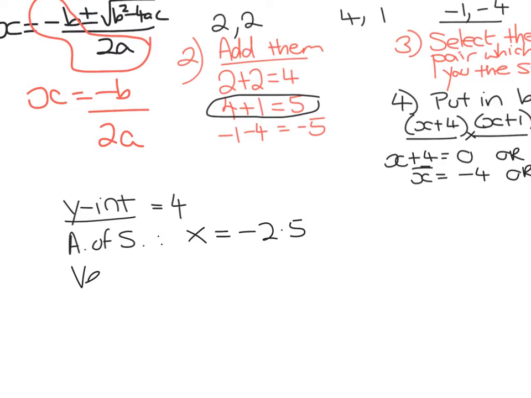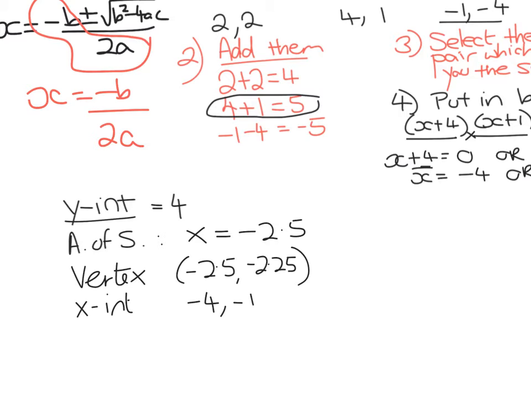Your vertex is a point, negative 2.5 and negative 2.25. And your x-intercepts, which we just calculated, are negative 4 and negative 1. So let's plot it all. And this is where it's really important that if you've only found some of this, that you still plot it and draw a quadratic, because you don't need all this information.